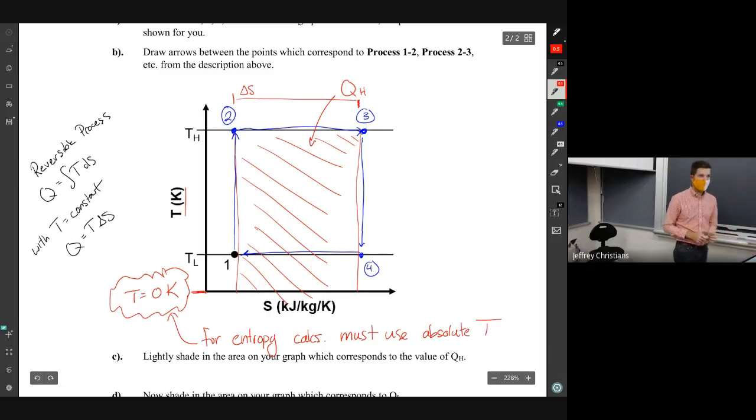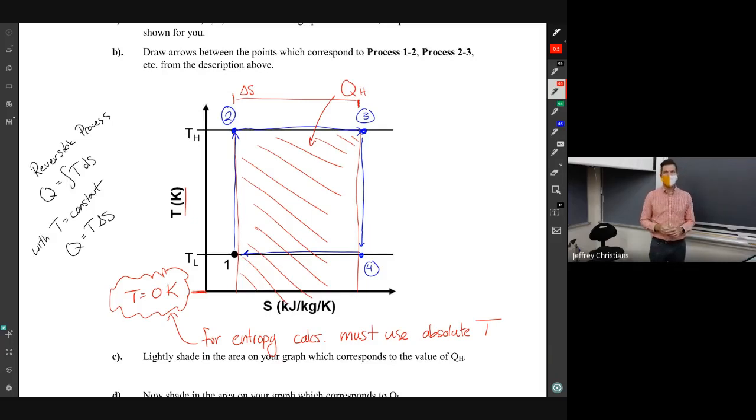For anything that you're doing with entropy, you have to use absolute temperature. You have to use Kelvin, or the Fahrenheit equivalent of that is Rankine, where 0 is absolute 0. And we'll come up against that a number of times. The rule of thumb is, if you're ever confused, use Kelvin and you won't get it wrong. If you're using Celsius, you might get it wrong. If you use Kelvin, you won't get it wrong.